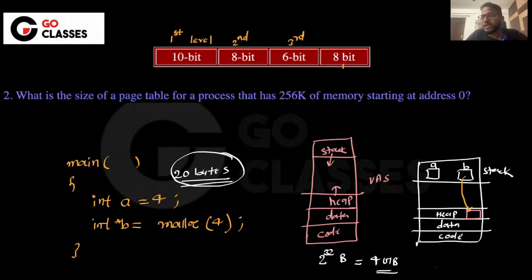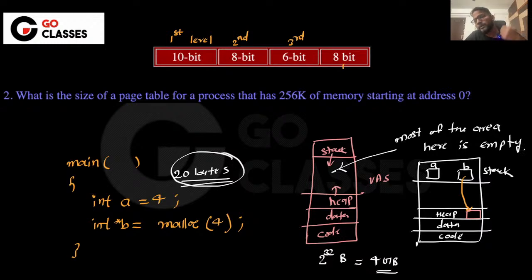So where do you think the gap is? Gap means where is the most unallocated area in this virtual address space? Because the stack and heap are not growing much, most of the area here is empty. I hope you understood my point.